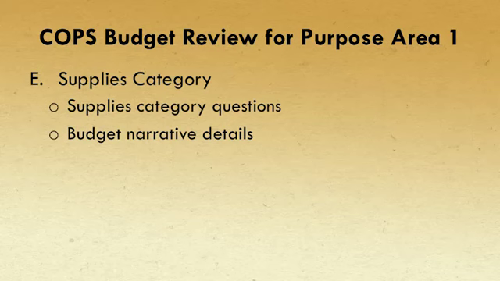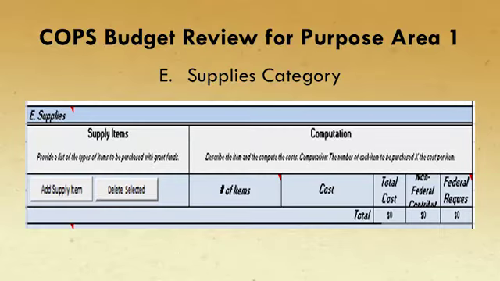Supplies category for Purpose Area 1. The COPS Office agrees with the information that was just explained for this category. Additional points for Purpose Area 1 are as follows. For more information on supplies that are allowable or unallowable, please refer to the allowable cost list for guidance on what can be requested. All requested items must be listed in the Budget Detail Worksheet and also described in greater detail in the Budget Narrative section at the end of each category.